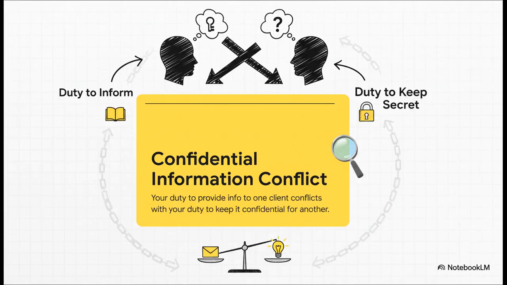And last but not least, the confidential information conflict. This one's tricky. It's when you have some crucial piece of information that would help one client, but you are ethically and legally bound to keep it secret for another client. It's like you're stuck in an information paradox.